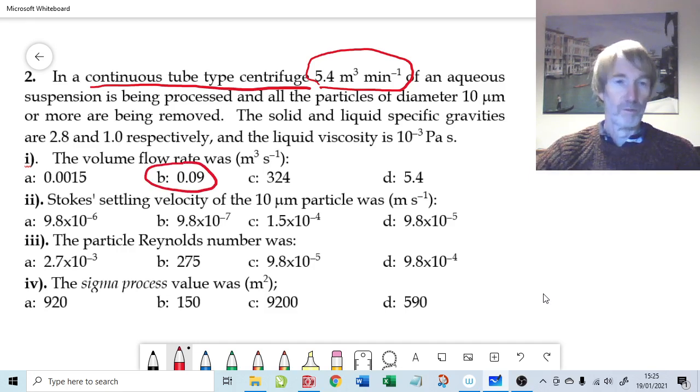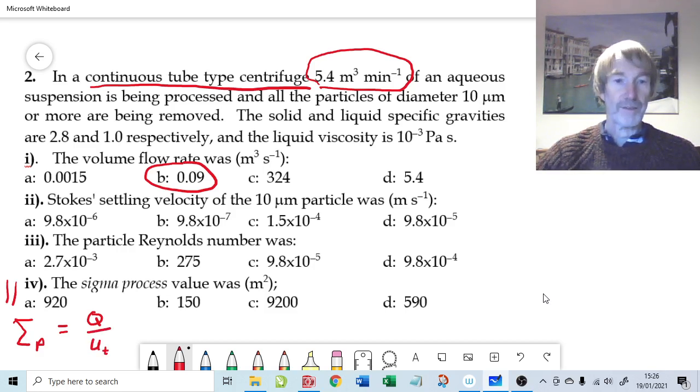What question 2 is really asking is to calculate the sigma value, and I'll explain that in a moment. For this particular centrifuge, calculate the sigma process. It's probably a good idea to put down here what sigma process is. Big capital sigma process, I'll just call that sigma p, is equal to the volume throughput that we've just calculated divided by the terminal settling velocity.